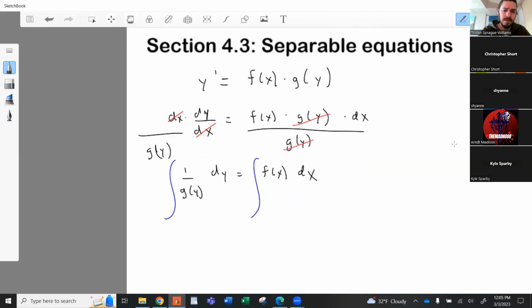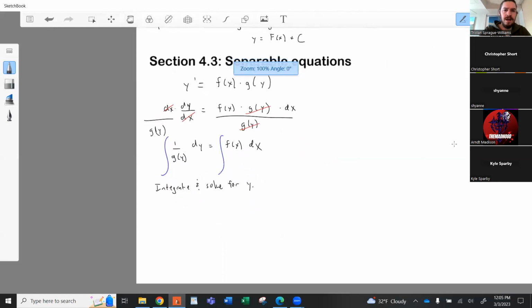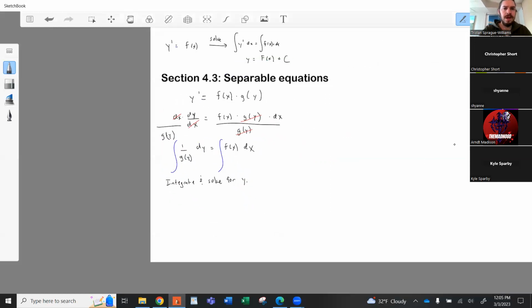So from here, we would integrate and solve for y. And this is a strategy for finding the solution. So this would actually allow you to obtain the general form of the functions that solve this differential equation. So let's look at an example, a nice simple example to start with.